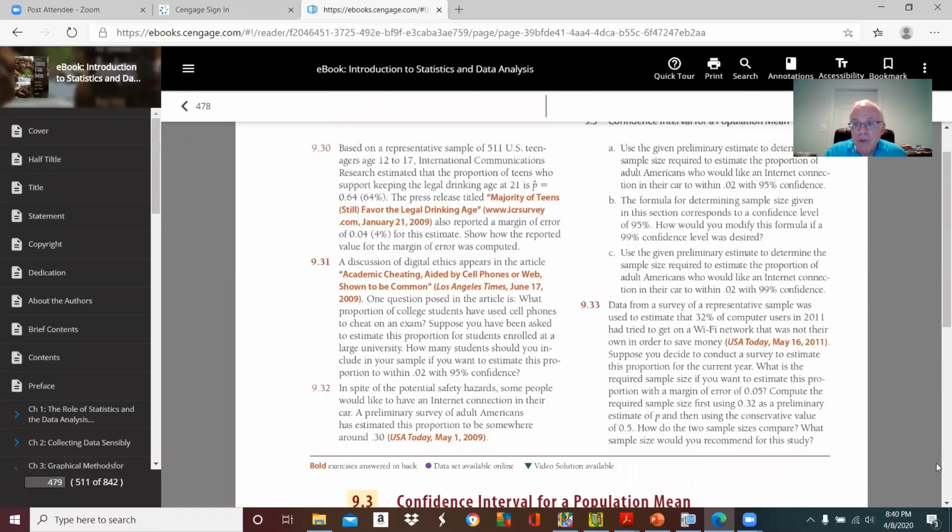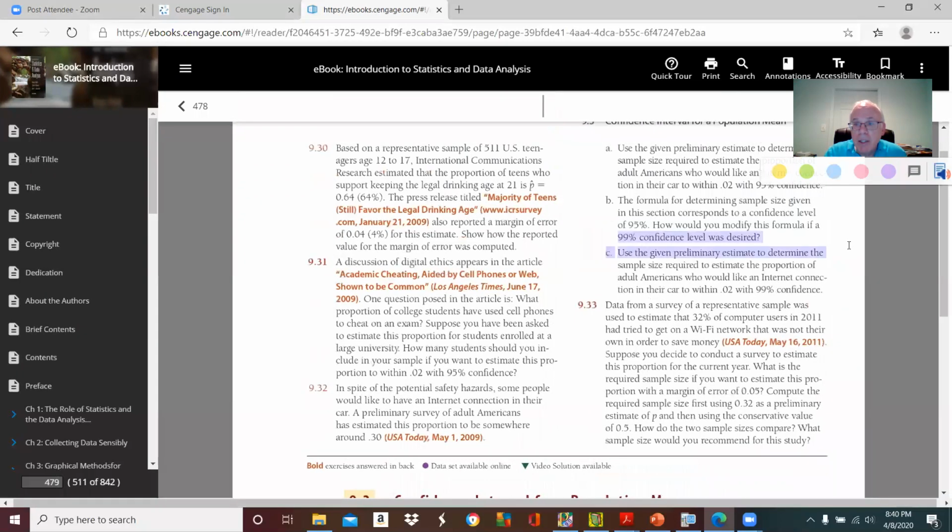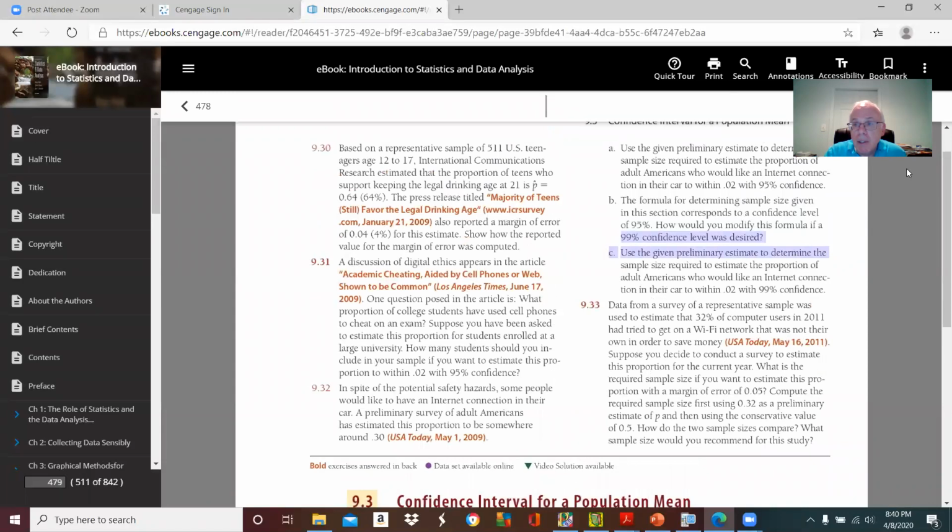So they're asking here, and let's see if I can get this to move a little bit. Maybe I'll just minimize my picture. There we go. Part A is what you're going to be solving for in this problem. Use the given preliminary estimate to determine the sample size required to estimate the proportion of adult Americans who would like an internet connection in the car to within 0.02. When they say within, that's our margin of error, and that's our level of confidence, 0.95.